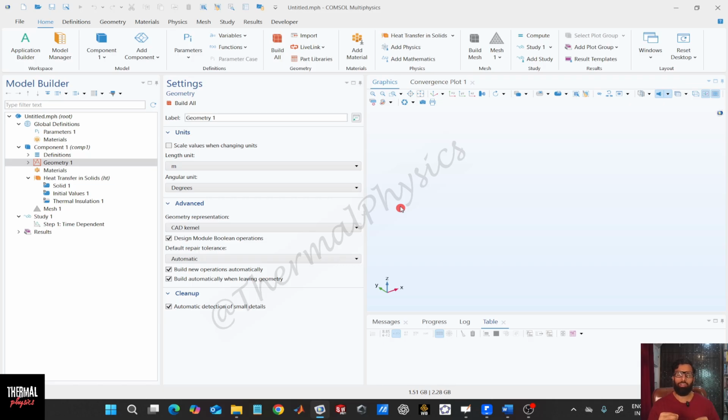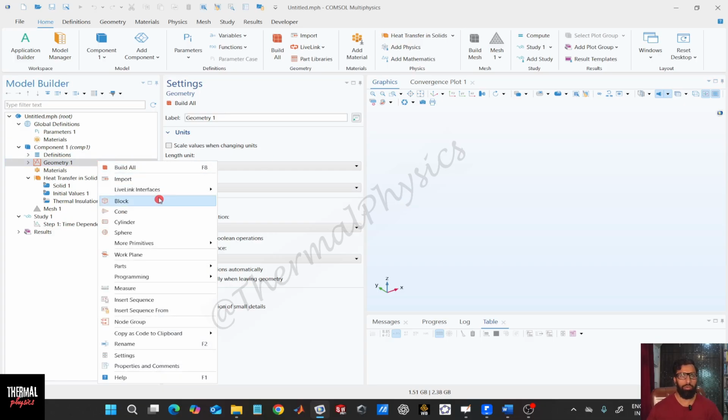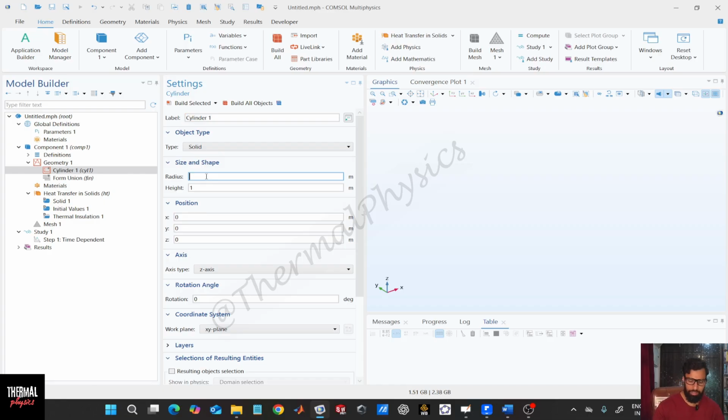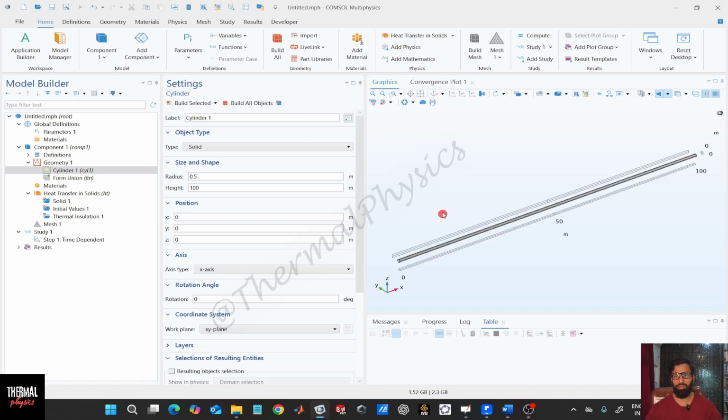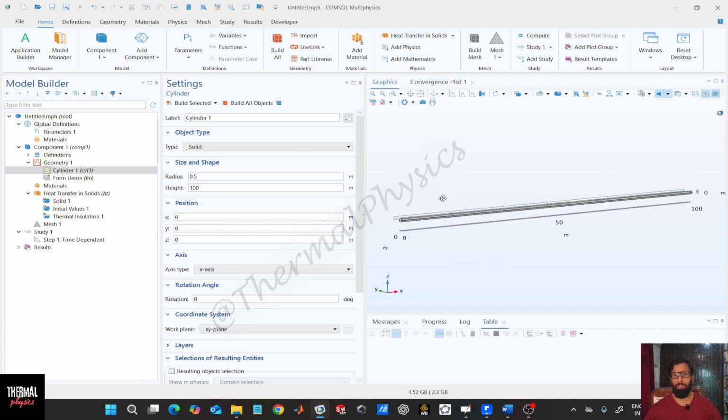For the one dimension, we have to make sure it is a one-dimensional object and heat is transferring along one dimension. The rest of the dimensions will be thermally insulated to make sure the heat transfers along one direction only. So we'll make a cylinder with radius very small compared to its height. We'll right click the geometry, cylinder. We'll keep radius as 0.5 meter and height 100 meters, with its axis along the x-axis, and this will be our geometry.